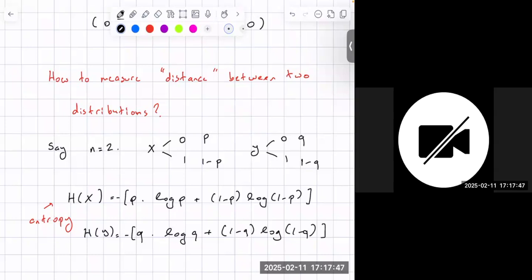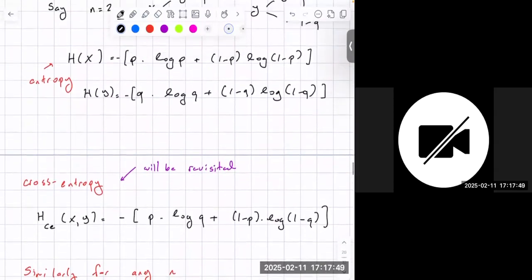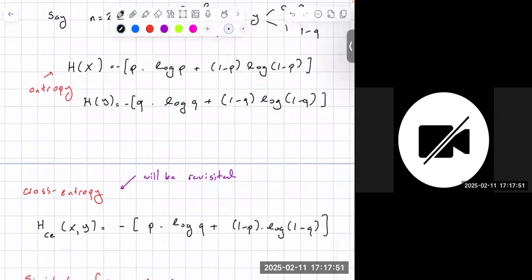Now we are going to use this entropy to measure distance between two distributions. So this was my X distribution, this was my Y distribution, and you see the definition of entropy for them. And I did not tell you everything about the entropy.